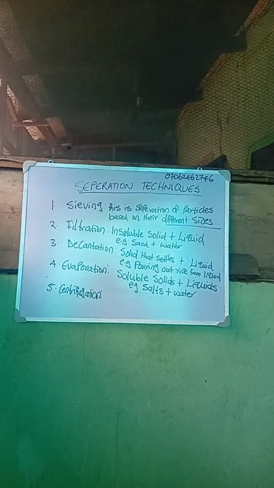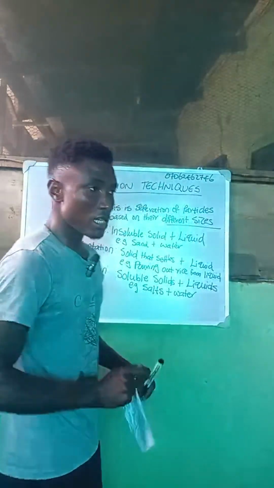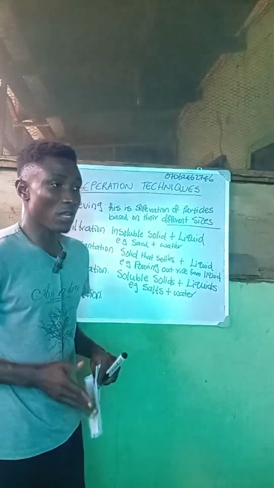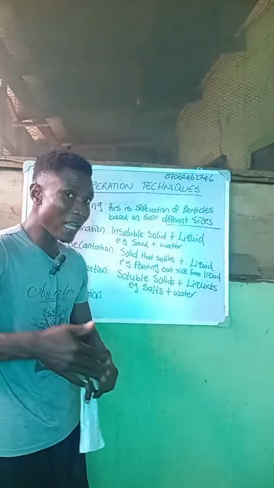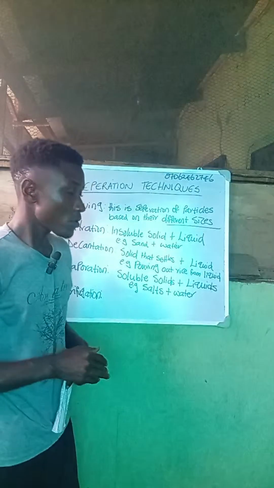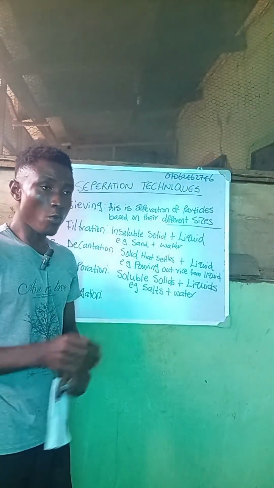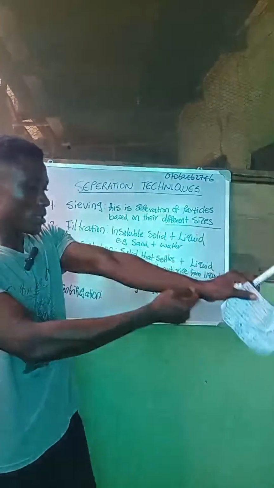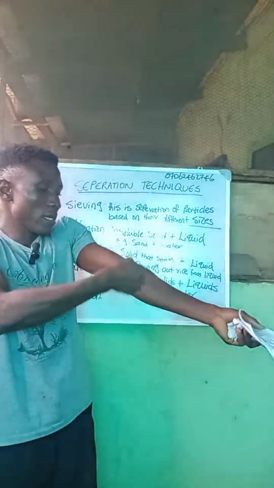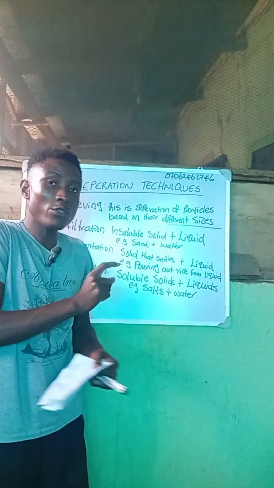So what we have here right now is centrifugation. Now this centrifugation is mostly used by medical students, especially those of us that will be working in the lab as medical laboratory scientists in future, because I'm still a student. So there are some tests you perform in the lab. What they do is they take your blood in the phlebotomy, put it in a sample container, and then bring it to the lab.